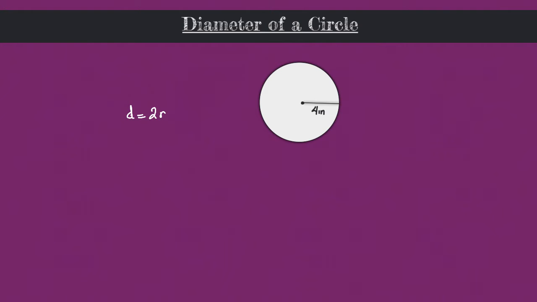Remember, by definition, the radius is the distance from the center to any point on our circumference. So our radius is 4 inches. So diameter is equal to 2 times 4 inches, and that's going to be 8 inches. And this is our diameter.